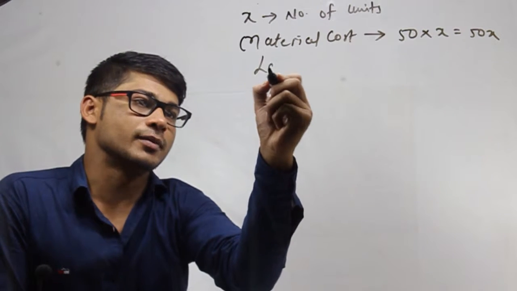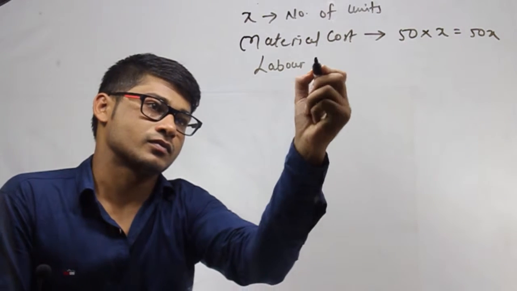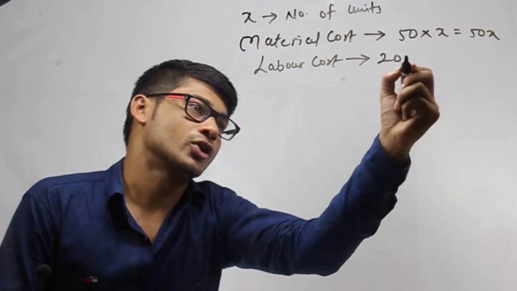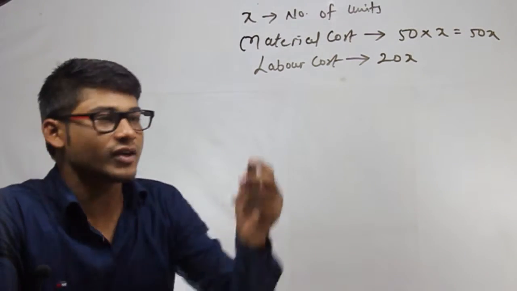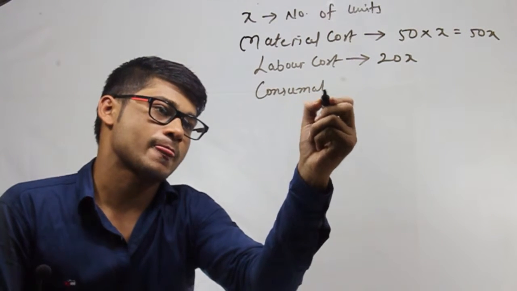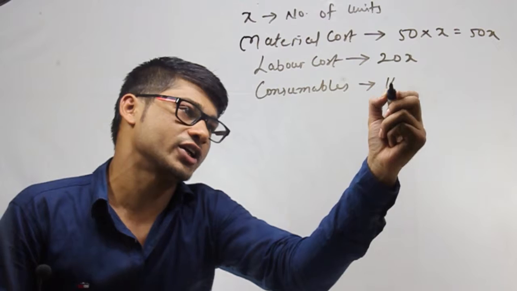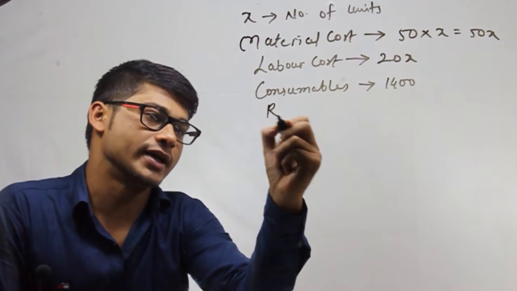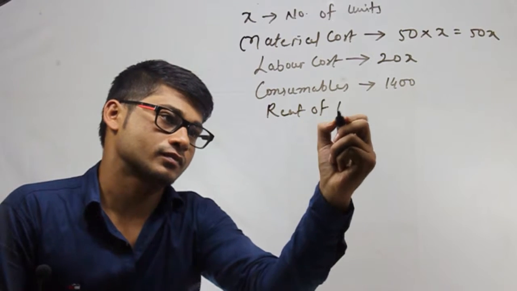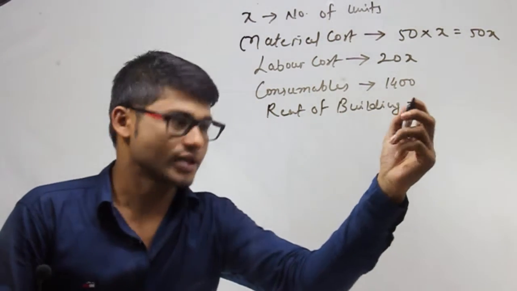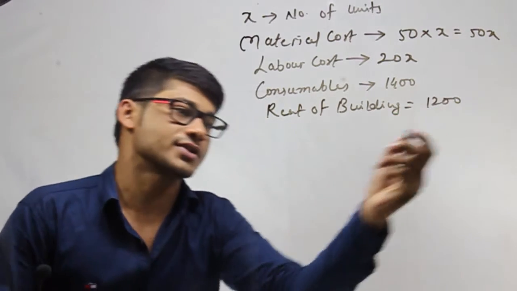Then, labor cost. It is again directly varying with the number of units and it is equal to 20x. Then we have consumables. The cost of consumables is fixed and it is given as 1400 on the basis of 2006. Then rent of building. It is again fixed and it is equal to 1200 rupees.